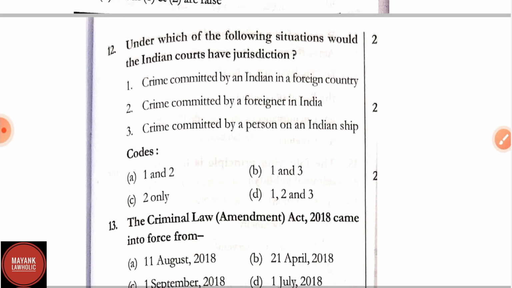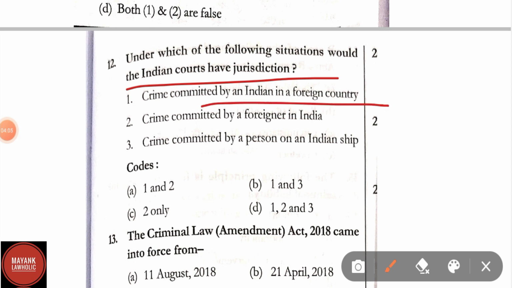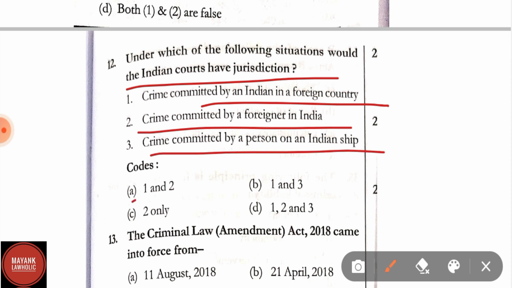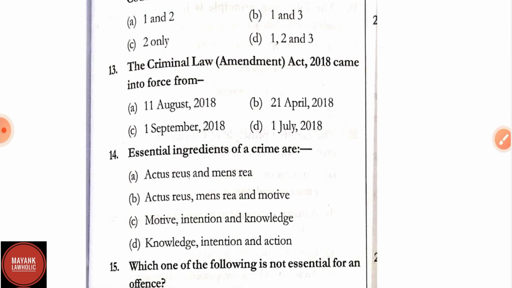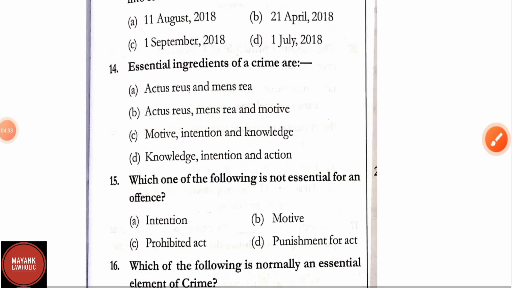Question number 12. In which of the following situations would the Indian courts have jurisdiction? Statement first, crime committed by an Indian in a foreign country, second, crime committed by a foreigner in India, third, crime committed by a person on an Indian ship. Options: first and second, first and third, second only, 1, 2 and 3. Here the correct answer is 1, 2 and 3. Question number 13. The Criminal Law Amendment Act 2018 came into force from, correct answer is option B, that is 22nd April 2018.